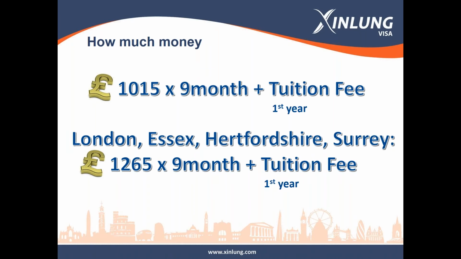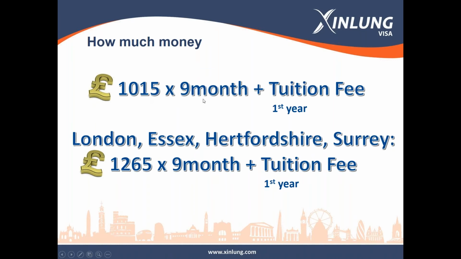Okay, so we've examined the CAS itself. We also talked about the documents listed on CAS. Now we come to the most important part of the Tier 4 student visa application, money. So we need to understand how much money the Home Office requires us to have, and what kind of documents we need to provide to prove that we have this amount of money.